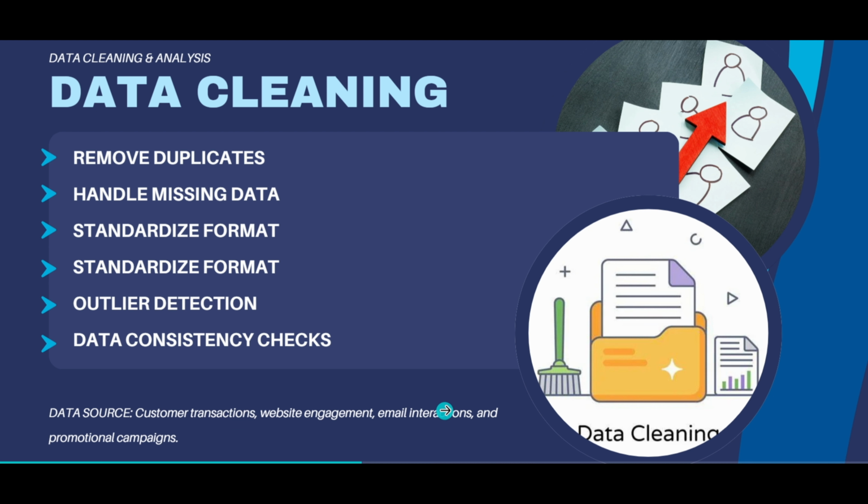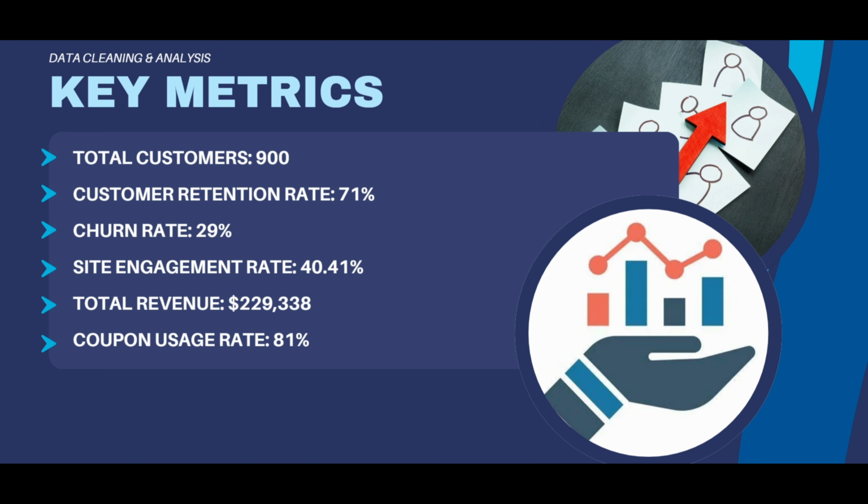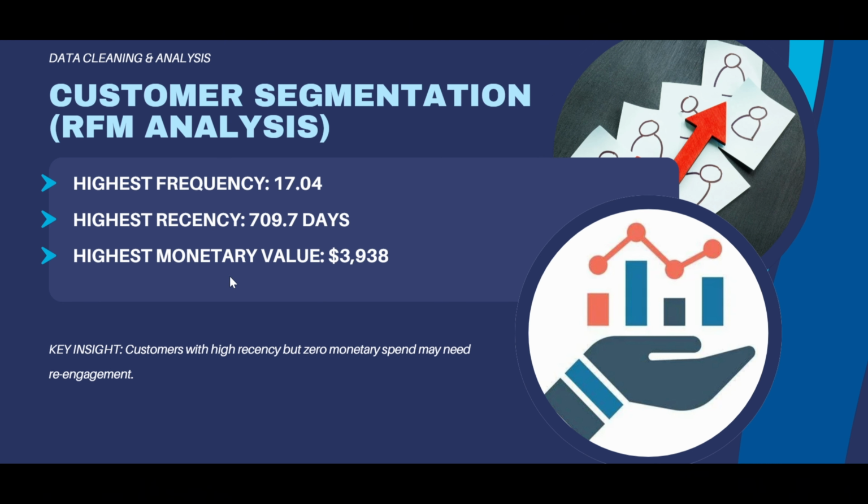These are the places I got the data from for the company. These are the key metrics, the KPI section, which I included to give a key overview. And then we have customer segmentation analysis, the RFM analysis on the heat map. They might not really understand it, so that's why I added these key points, and I'm going to buttress it during the presentation. Customers with high recency but zero monetary spend may need re-engagement.